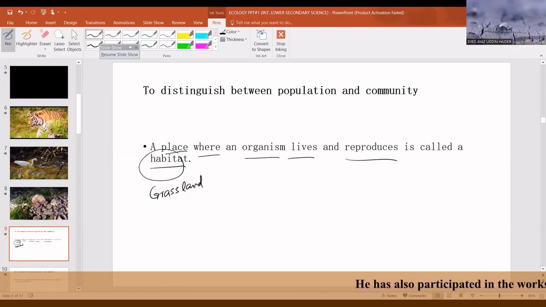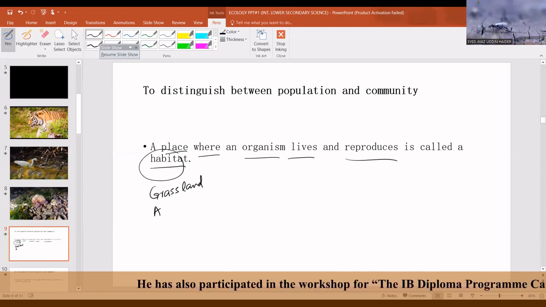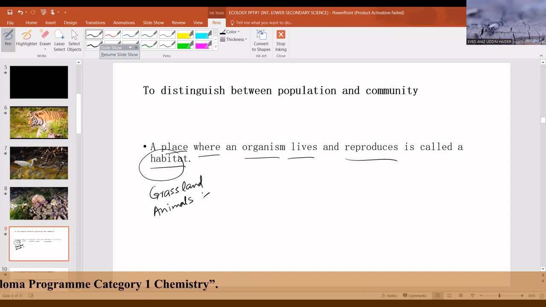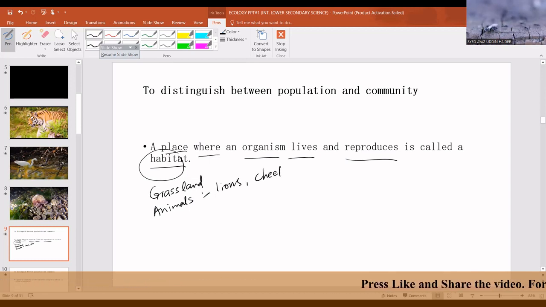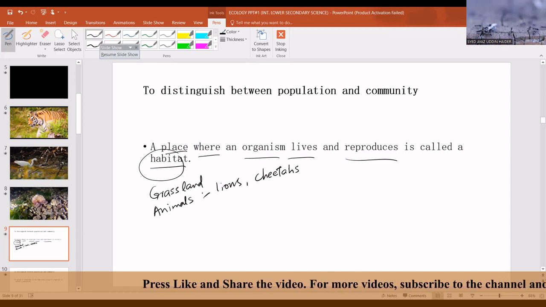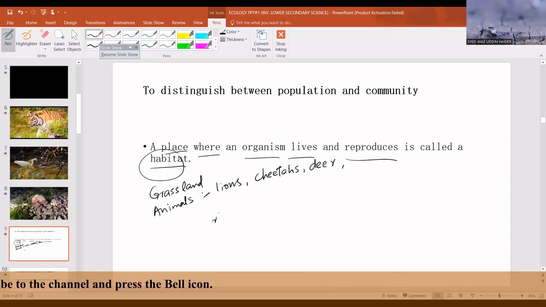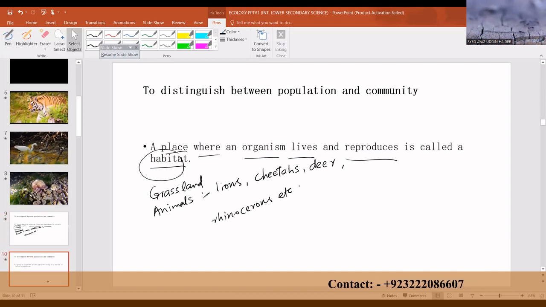and you will find different kinds of animals on grassland, like lions, cheetahs, deer, rhinoceros, etc.